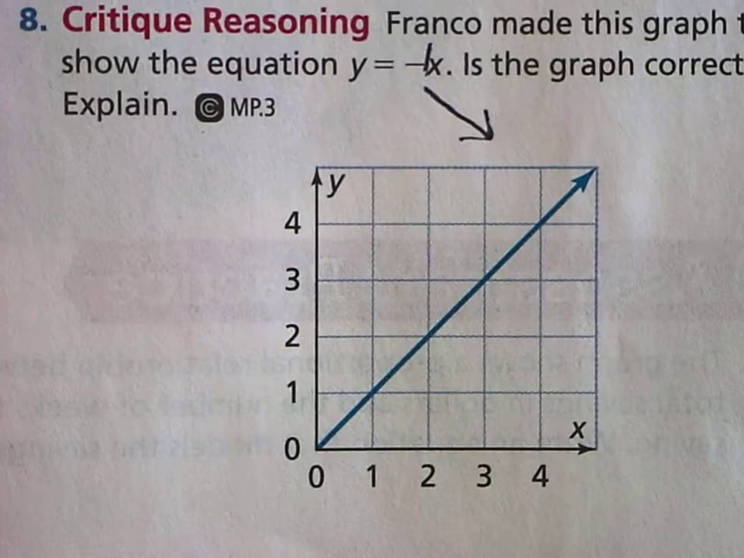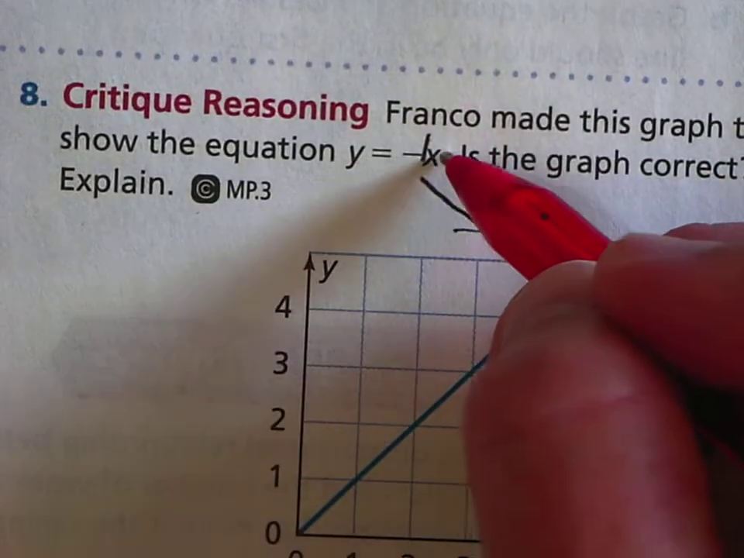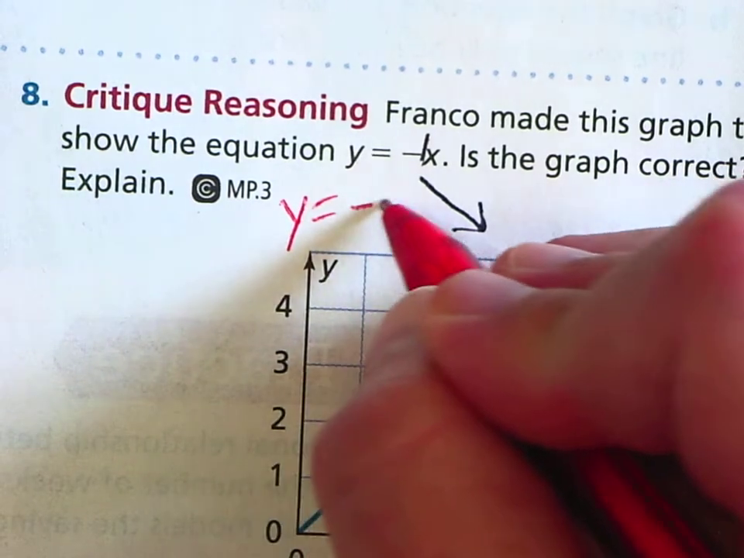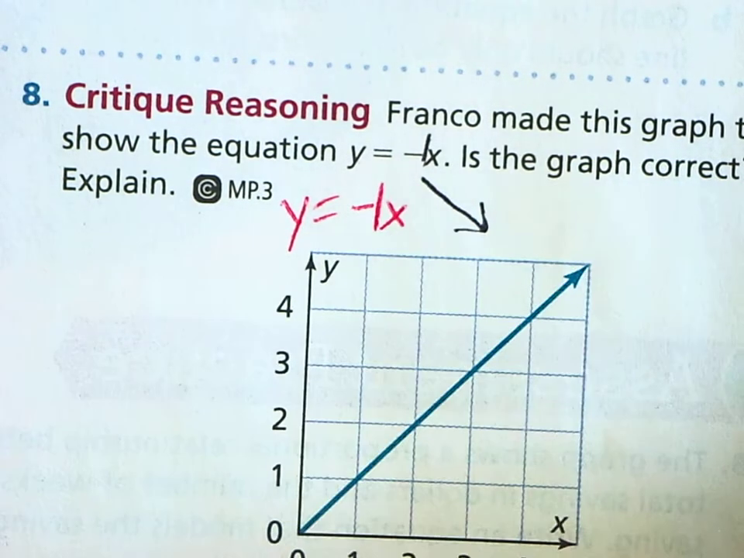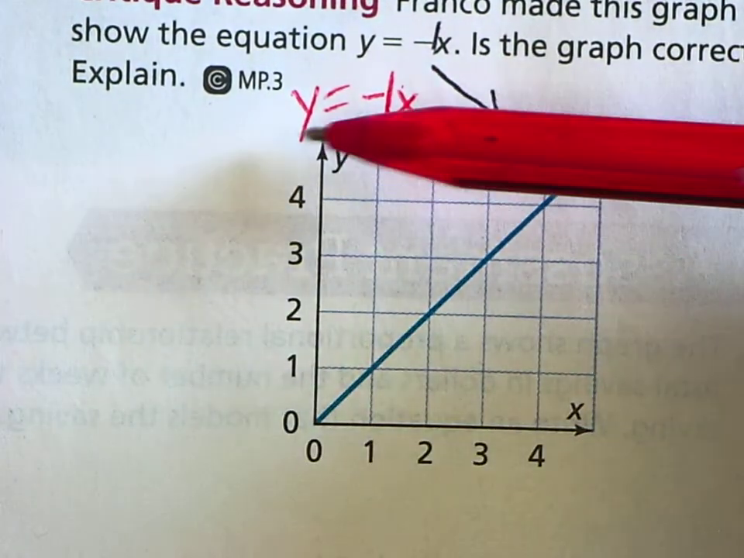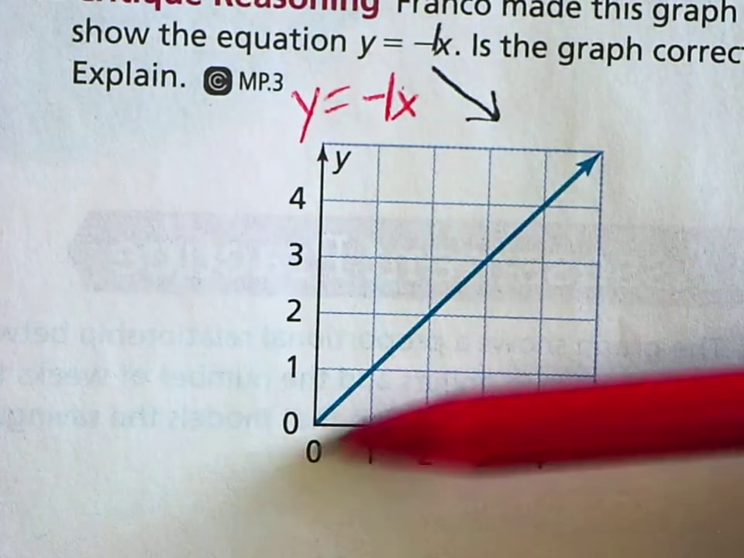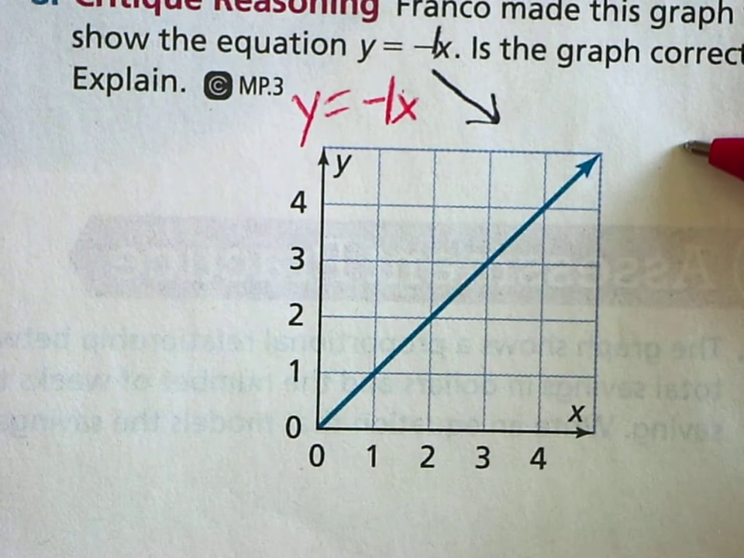Let's go back to page 133 and take a look at number 8. Okay, so now this is asking, is this graph correct? We have y equals negative x. Well, look, that negative next to the x represents a negative 1. So this is a negative slope, and so this line should be going down. This line's going up. So this graph is not correct because this is showing a positive slope when it should be a negative slope.